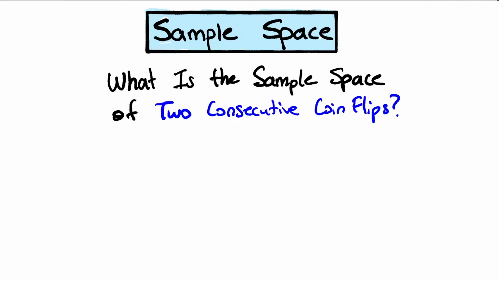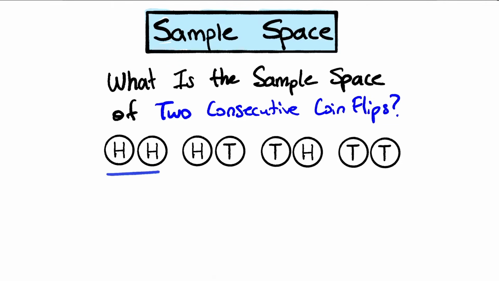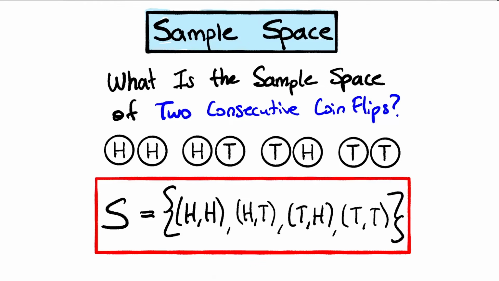Now for another example, what is the sample space of 2 consecutive coin flips? Well, all the possible outcomes of 2 consecutive coin flips are as follows. You can get 2 heads in a row, a heads then a tails, a tails then a heads, or even 2 tails in a row. So our sample space can be written as follows. All these pairs: heads heads, heads tails, tails heads, and tails tails. That's our sample space.